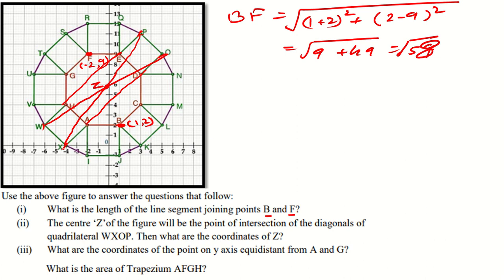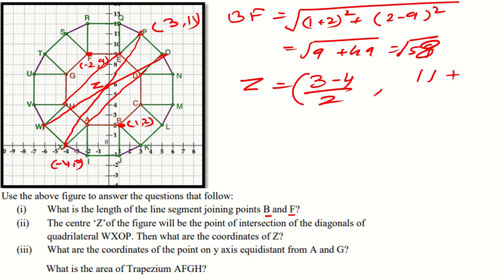So what you will do: the coordinate of X is (-4, 0), and the coordinate of P is (3, 11). Okay, so what will be the coordinate of Z? The coordinate of Z will be (x1 plus x2) by 2 and (y1 plus y2) by 2. So this is (-1/2, 5.5), or you can say 11/2.